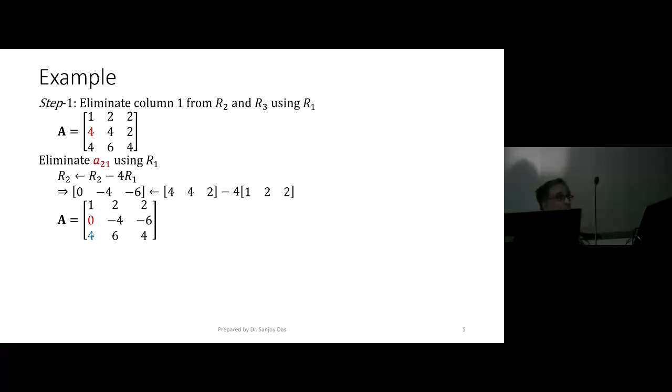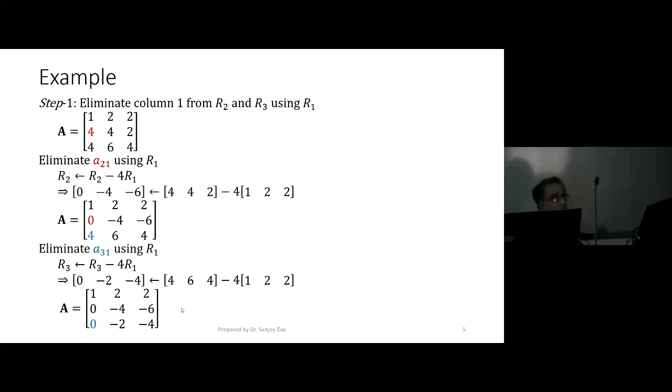Now my goal is to eliminate this 4 here, again using row 1. We're still in step 1. So eliminate R3, 1 using row 1. What I do is R3 equals R3 minus 4 times R1, and I get this matrix here. So I have completed step 1, which is reducing these to zeros: the first column entries in the second and third rows are now 0.